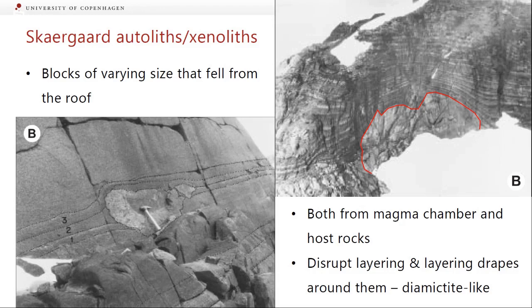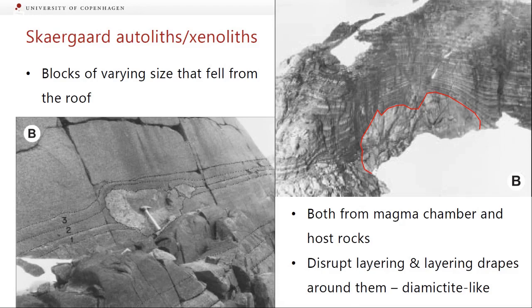And these are both chunks of the upper border series, and they are also chunks of the host rocks of the magma chamber. So literally the roof of the magma chamber has collapsed. And what happens is these are disrupting the layering, and then the layering is being formed around them. So this is just like what you see in a diamictite.